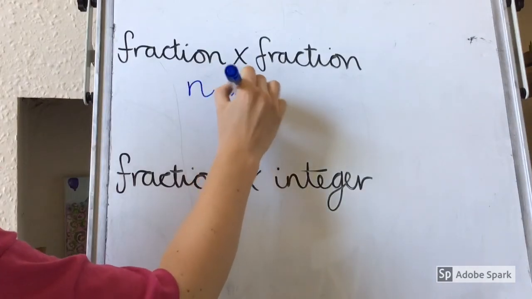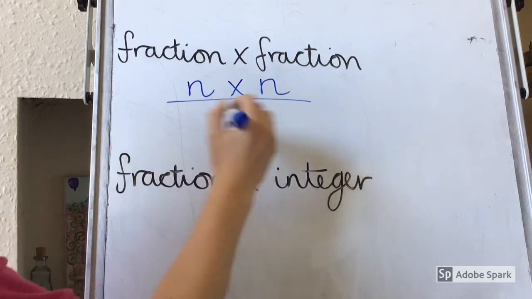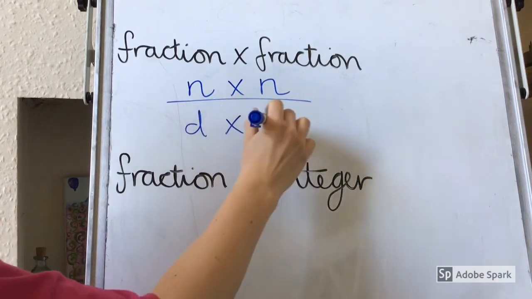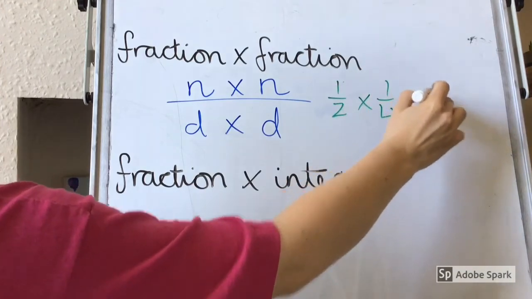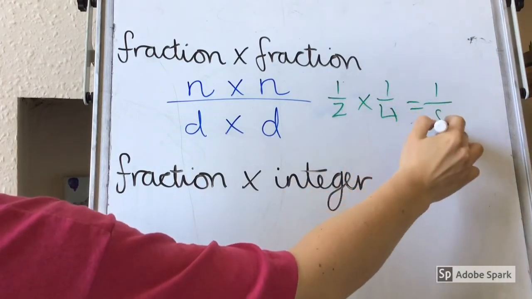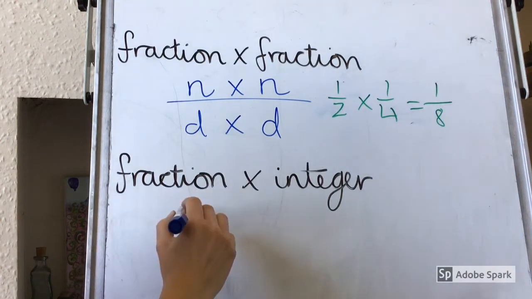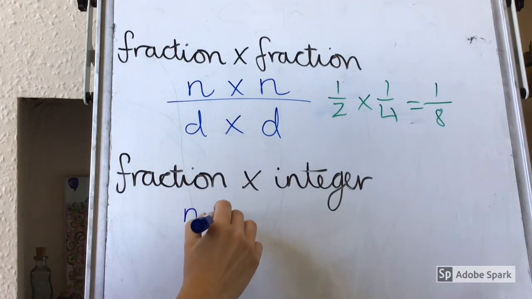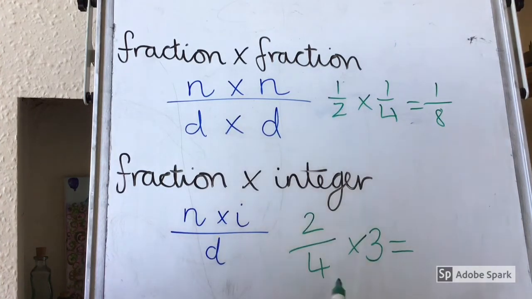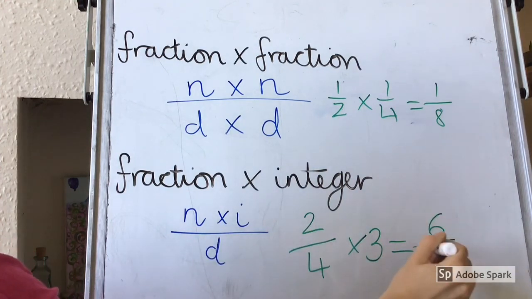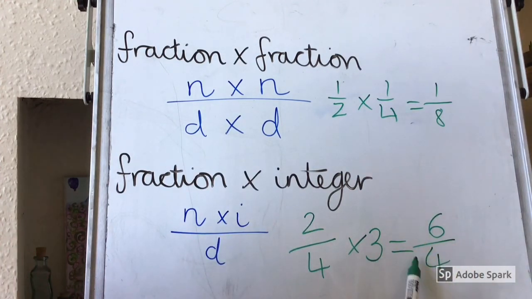So our key rules to remember are, for fraction times fraction, we do numerator times numerator, and then denominator times denominator. For example, with 1/2 times 1/4, we do 1 times 1, which is 1, and 2 times 4, which is 8. And the rule for a fraction times an integer is numerator times integer, and the denominator stays the same. So if we had 2/4 times 3, we do numerator times integer, 2 times 3, which is 6, and the denominator would stay the same, which is 4. And this can be turned to a mixed number, which would be 1 and 1/2.